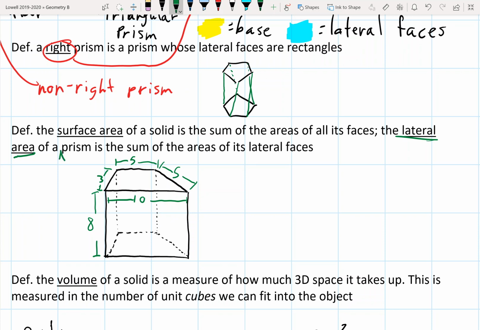I'm going to emphasize this. This is a right prism. I should have put that there, but right prism. Well, I guess you don't need to do that now that I think about it.